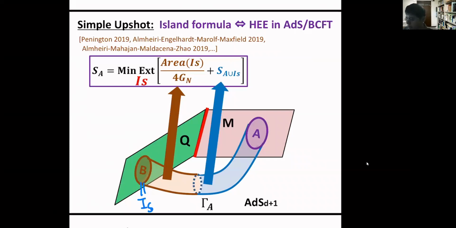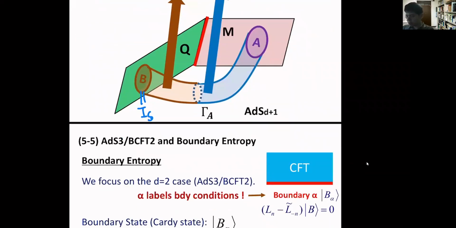Anyway, we take the union of A and the island region, calculate the entanglement entropy, and minimize. This is known as the island formula, worked out recently by Penington, Almheiri, Engelhardt, Marolf, and Maxfield. Here we can decompose our AdS/BCFT calculation. We can cut at this point, roughly speaking. This part computes the quantum part, and the final part, the nearby brane contribution, basically gives the area contribution. So they have a one-to-one correspondence in this calculation.